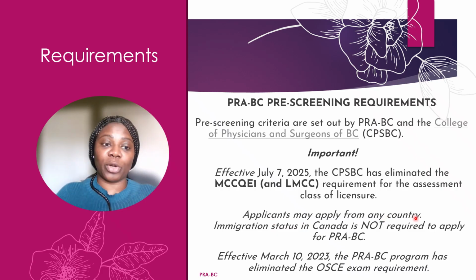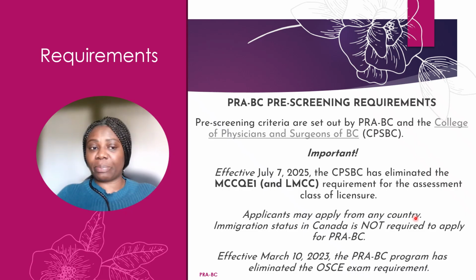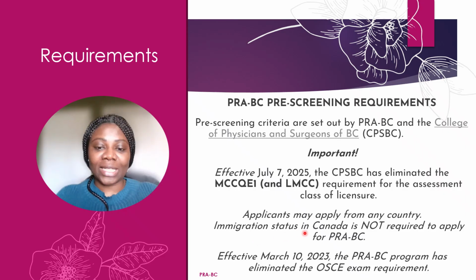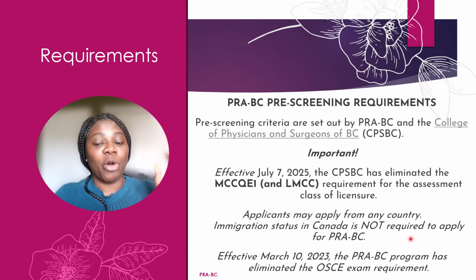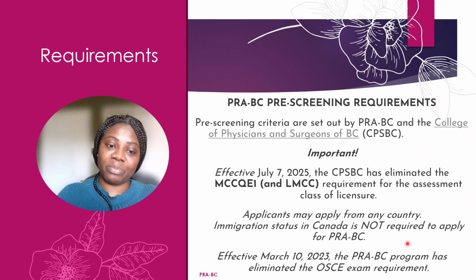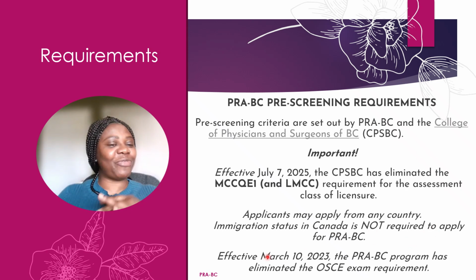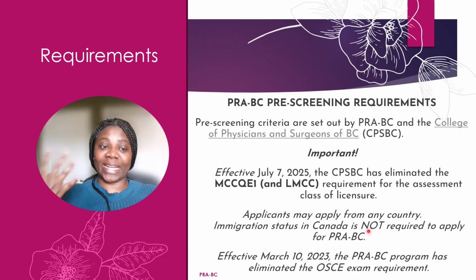So you can apply from your country, Nigeria, Ghana, Zimbabwe, South Africa, Zambia. You can apply from any country. Then immigration status in Canada is not a requirement, it's in caps lock, not required to apply for PRA British Columbia. So this is a very sweet thing, and I'm actually excited for you. I hope you are excited for yourself.